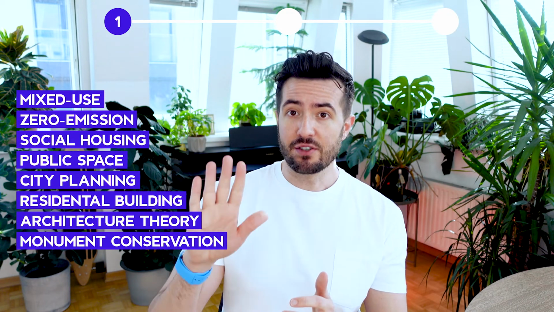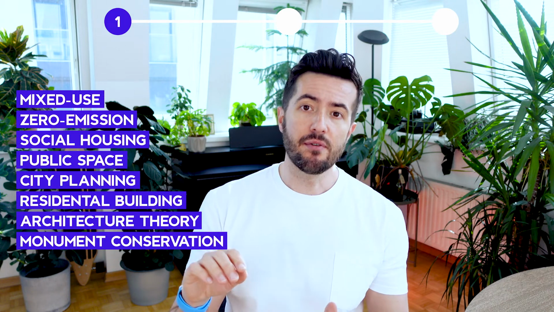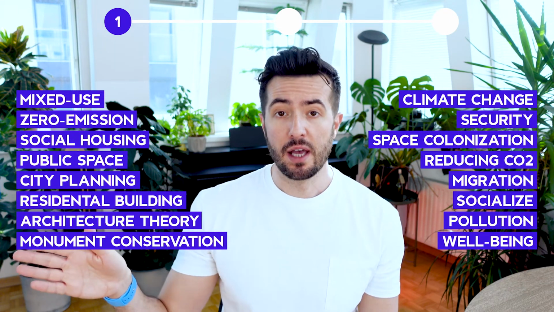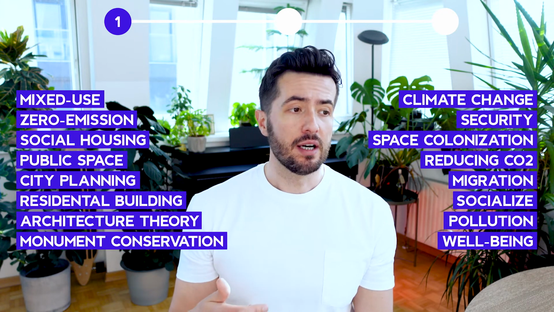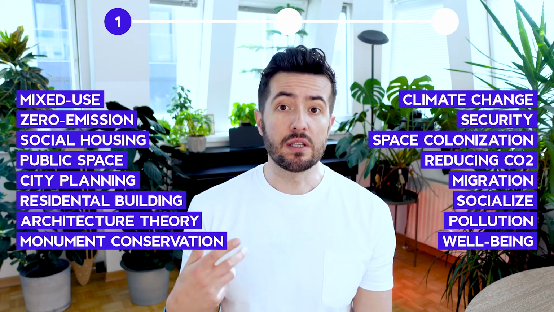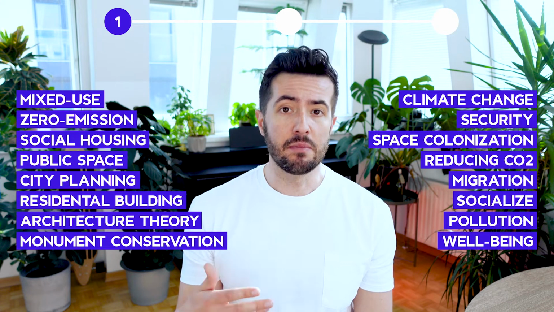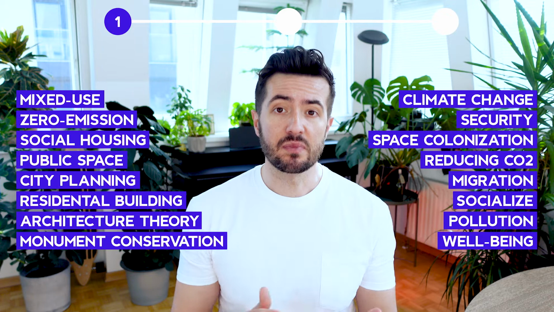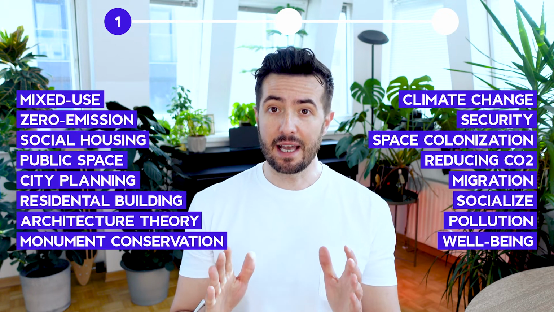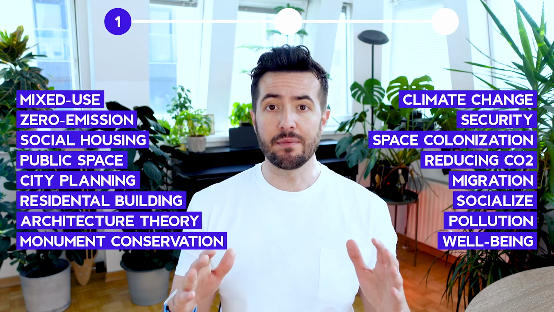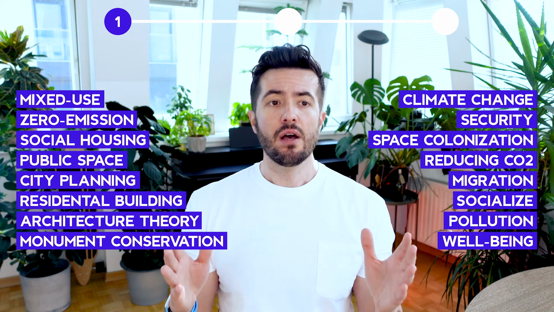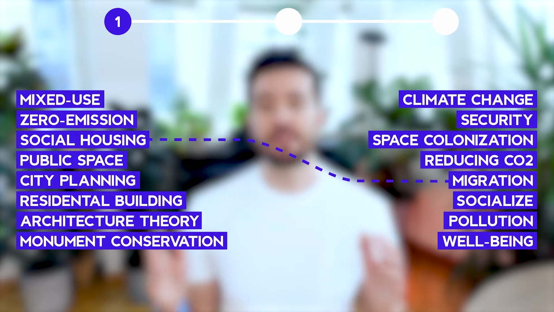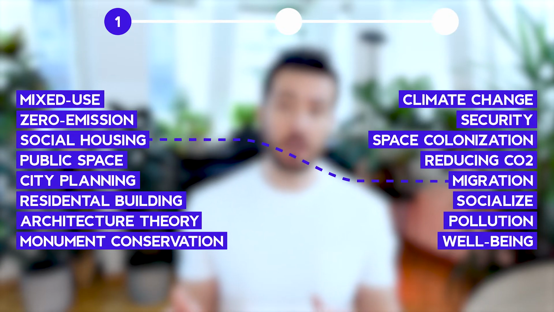But what I will suggest is that you combine one of these topics with the current world problems or future goals, like climate change, space colonization, reducing carbon emissions levels, migration, pollution, security, and well-being. Basically, anything that addresses life can be solved within the realm of architecture. For example, you can choose the topic of social housing and address the problem of migration caused by the war in Ukraine.